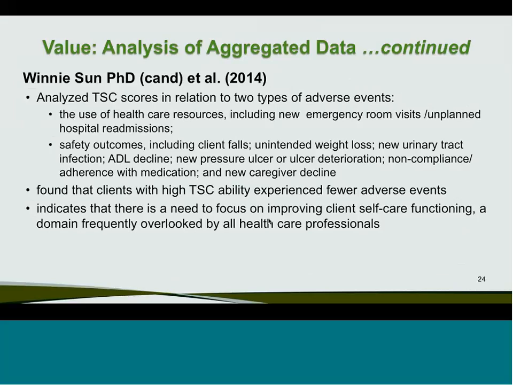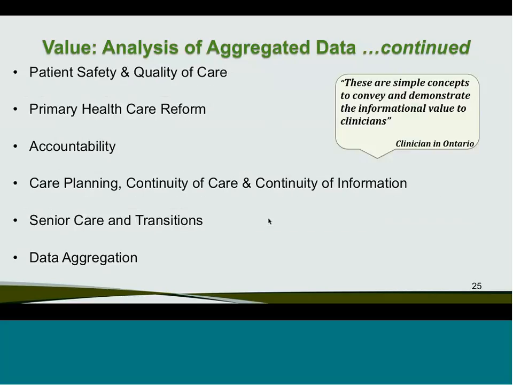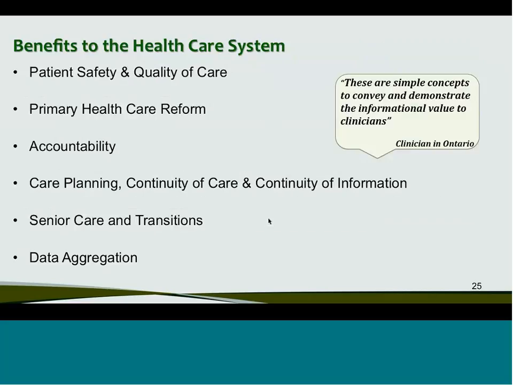And then Winnie Sung has recently done some work in the home care sector looking at the therapeutic scores in relationship to the use of healthcare resources such as emerge visits and unplanned readmissions and safety outcomes, and found that clients with a high TSC ability experience fewer adverse events. So it really indicates there's a need for us to focus on improving self-care for clients, I think a domain that's often overlooked. And when you introduce a standardized way of assessing that information, it really does provide clinicians with the opportunity to look at practice.